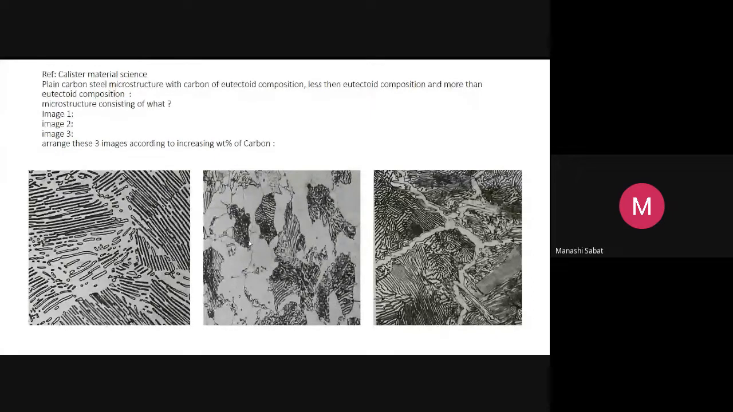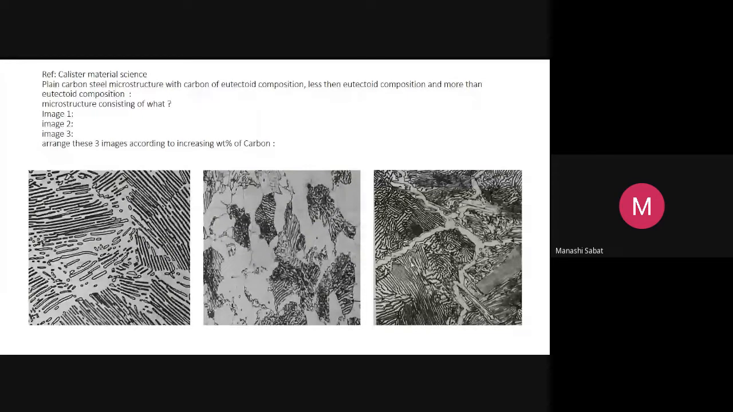Suppose I'm showing you this image. So these are pearlites. The darker portions are pearlites, right? And these lighter portions, they are ferrites. These are basically pro-eutectoid ferrite, and these are pearlites, right? So this is obviously a less than eutectoid composition microstructure, or hypoeutectoid steel microstructure.